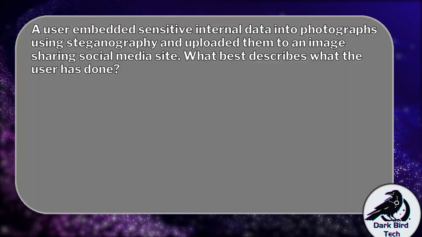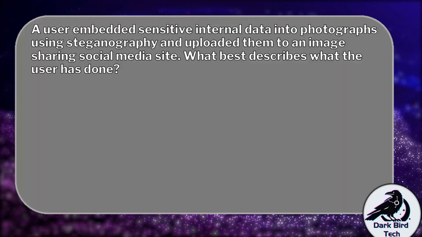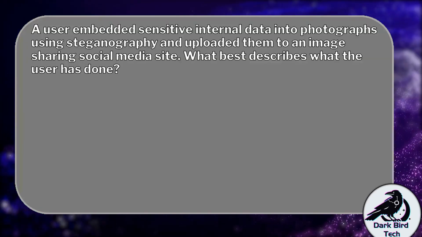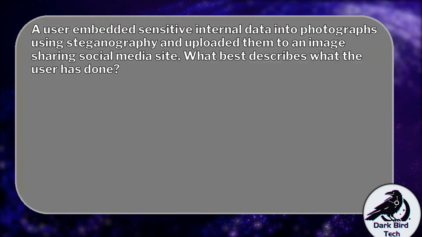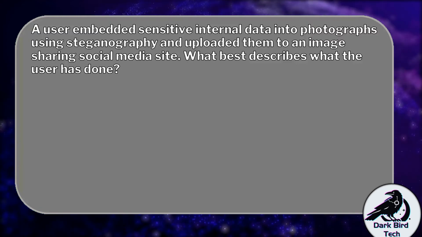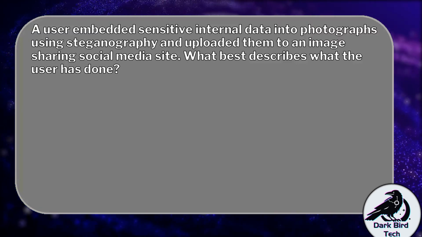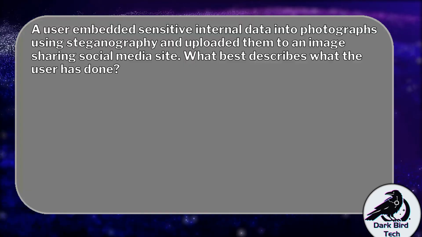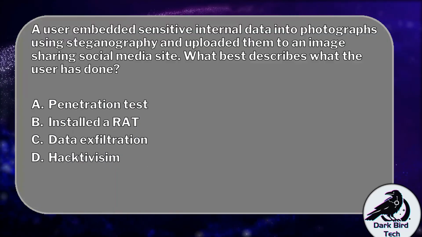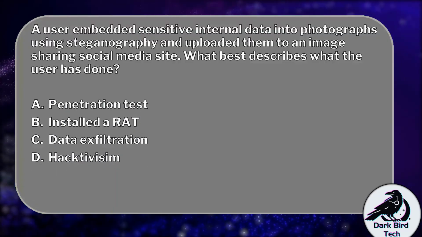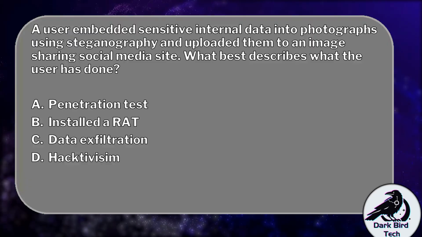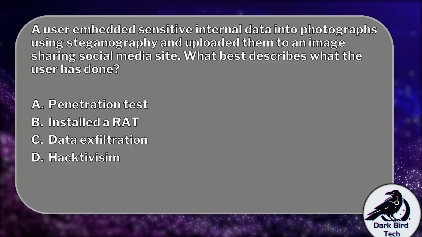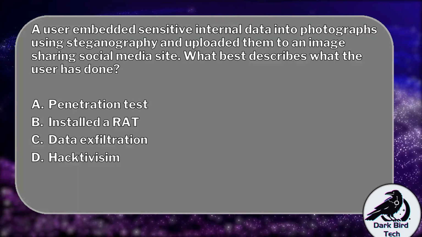Next up, a user embedded sensitive internal data into photographs using steganography and uploaded them to an image sharing social media site. What best describes what the user has done? I'll give you a chance to think about the options you want to see. Pause if you need to. Otherwise, here are options. A, they've done a penetration test. B, they've installed a remote access Trojan or a RAT. C, they've performed data exfiltration. Or D, a form of hacktivism.